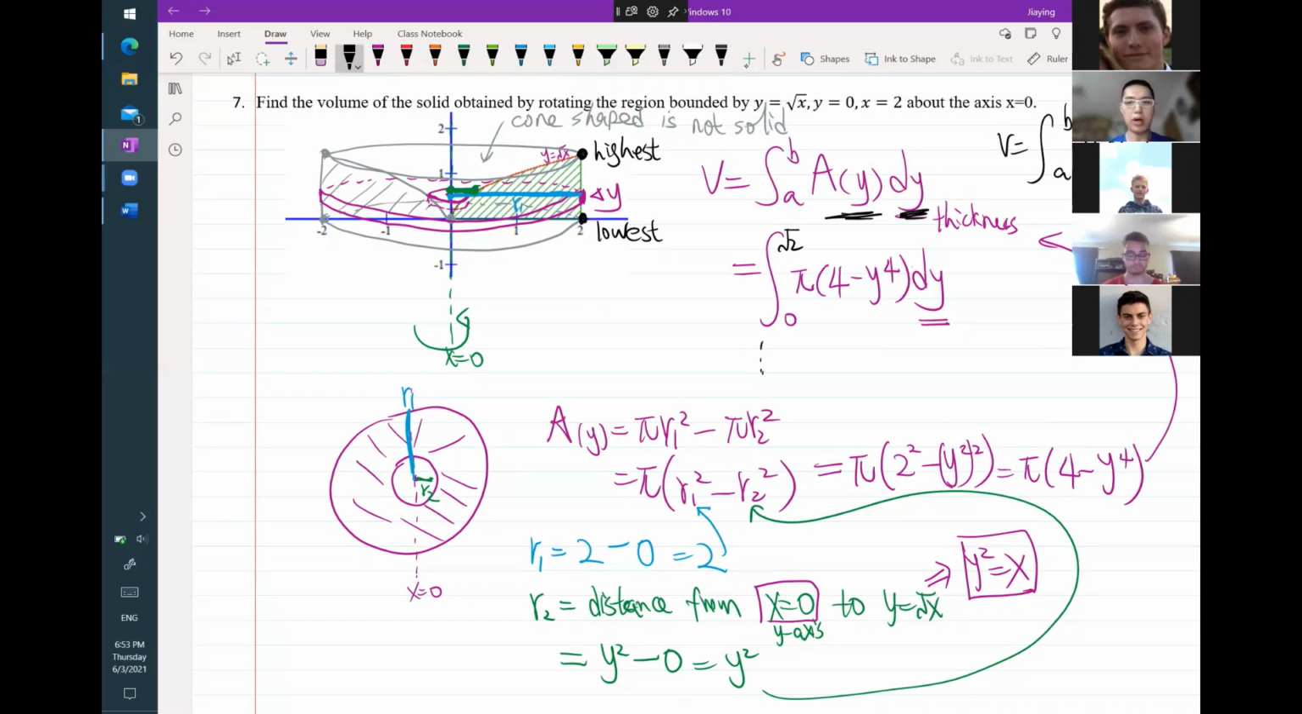Any questions about how I find the two radii here, or how I find the area function? In this case, I hope you can see that the cross section is a washer shape, it's horizontal, so when we find the radius, you have to take the two x values and subtract them to figure out the radius. And when you do that, you have to keep everything in terms of x. If you have y equals square root of x, you have to translate it into x equals y squared, so you can subtract the two x values.